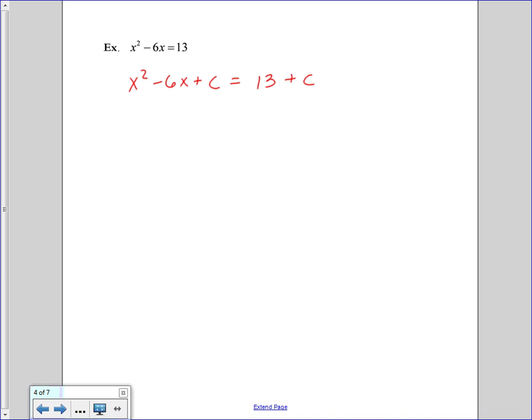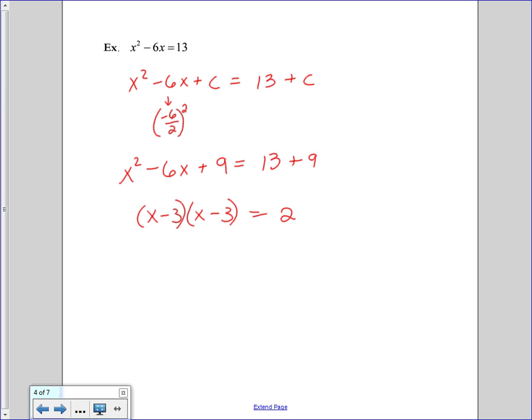We find C by doing half of B to the second power. And negative 6 divided by 2 is negative 3. Negative 3 squared is positive 9. Do the same thing on the right side of the equation. Factor what you have on the left, which should always end up being the same thing twice. Add together what you have on the right.